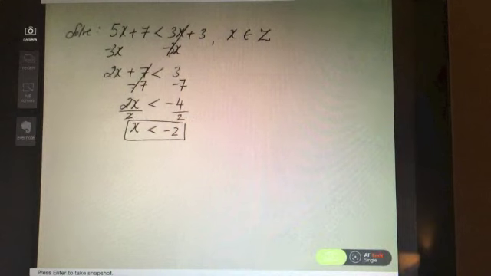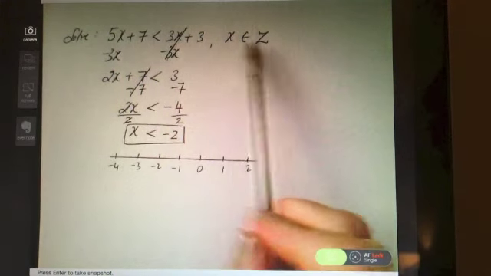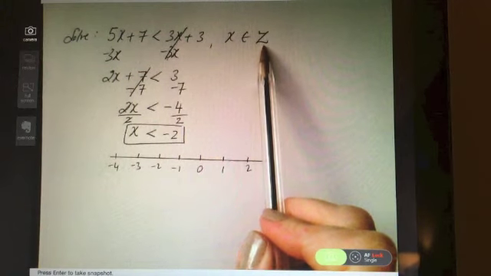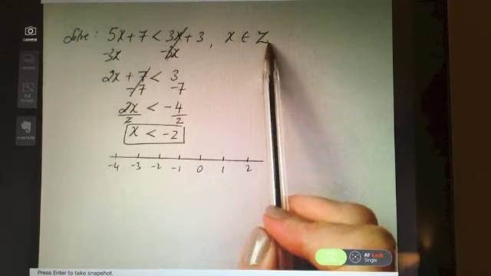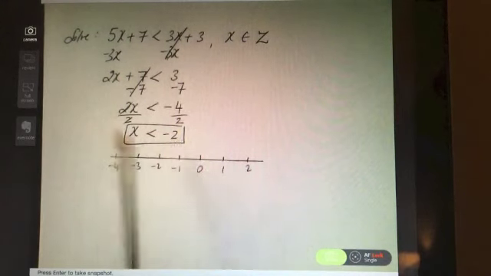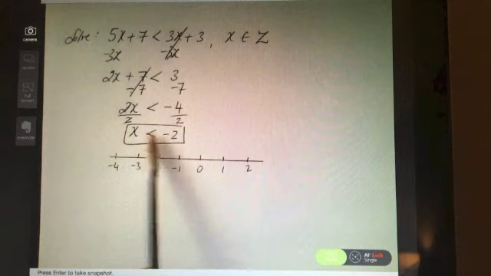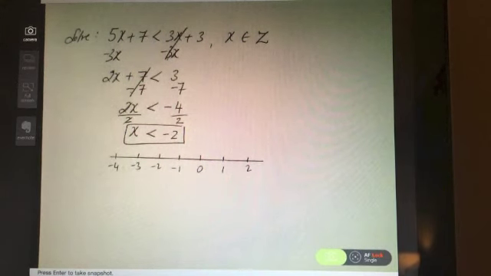Okay, let's graph. And so this time x is an element of the integers, which means we're using dots. X is an element of the integers and it is less than minus 2. The smaller part is by the x, which means x is smaller than minus 2. So what's smaller than minus 2?